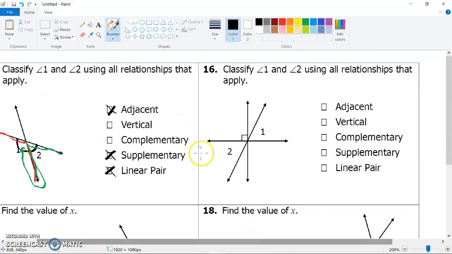16, classify angle 1 and angle 2. The only thing we know about angle 1 and angle 2 is that they are vertical angles and that they are congruent. We don't know if they add up to be 90 degrees. We don't know if they add up to 180. They don't form a line, and they're not next to each other. So the only one that you're left with is vertical.